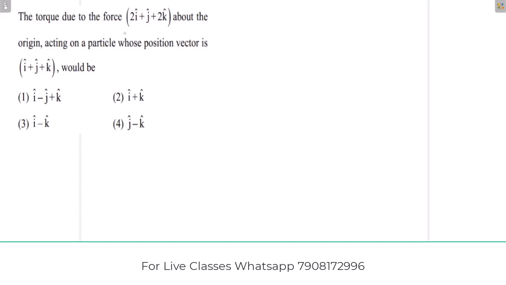The torque due to the force 2i + j + 2k about the origin, acting on a particle whose position vector is i + j + k, would be. So we have to find the torque. So we know that torque is r cross F.